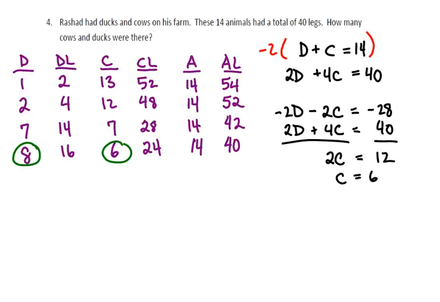And then since the ducks plus the cows have to equal 14, the ducks, what number plus 6 is 14? The ducks will have to equal 8, and we get the same values as we had using the guess and check method.